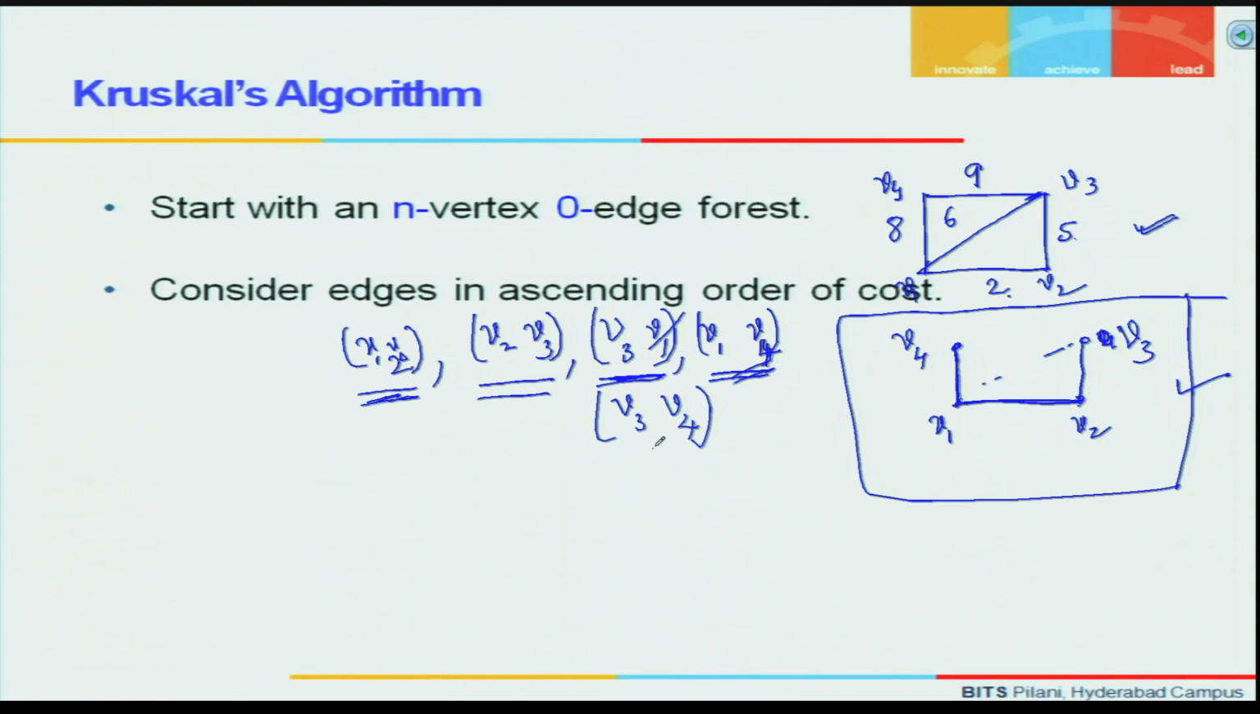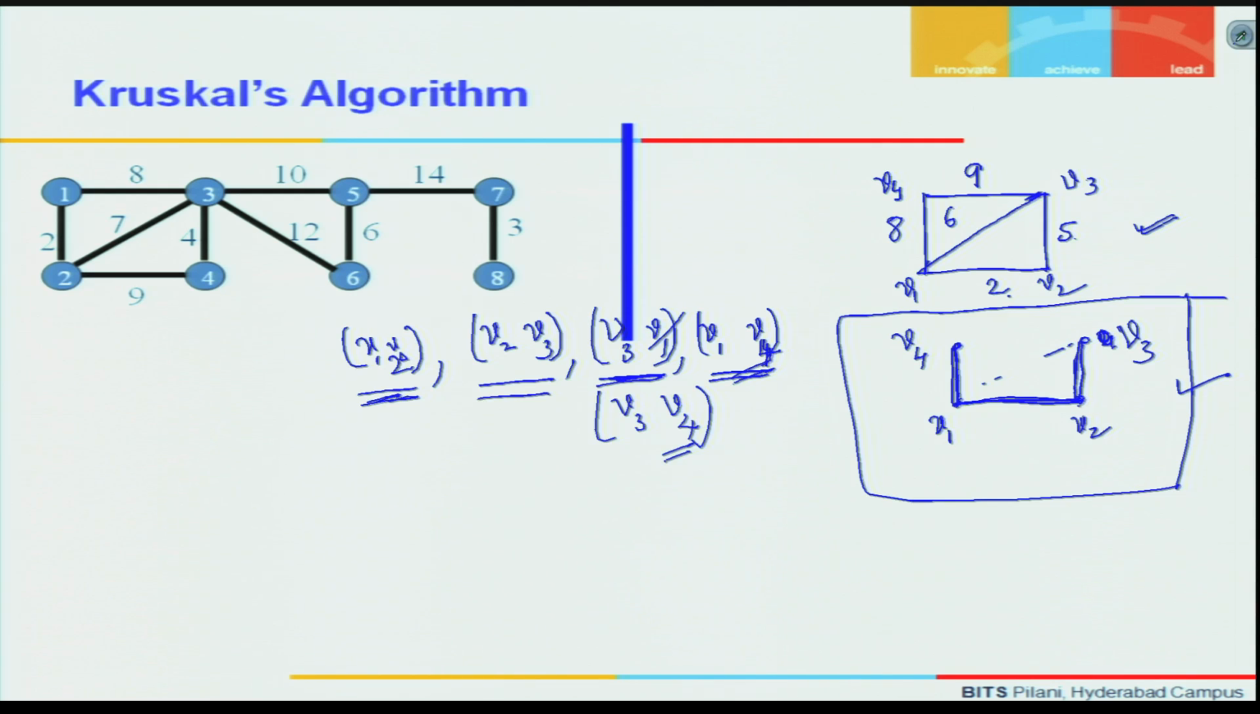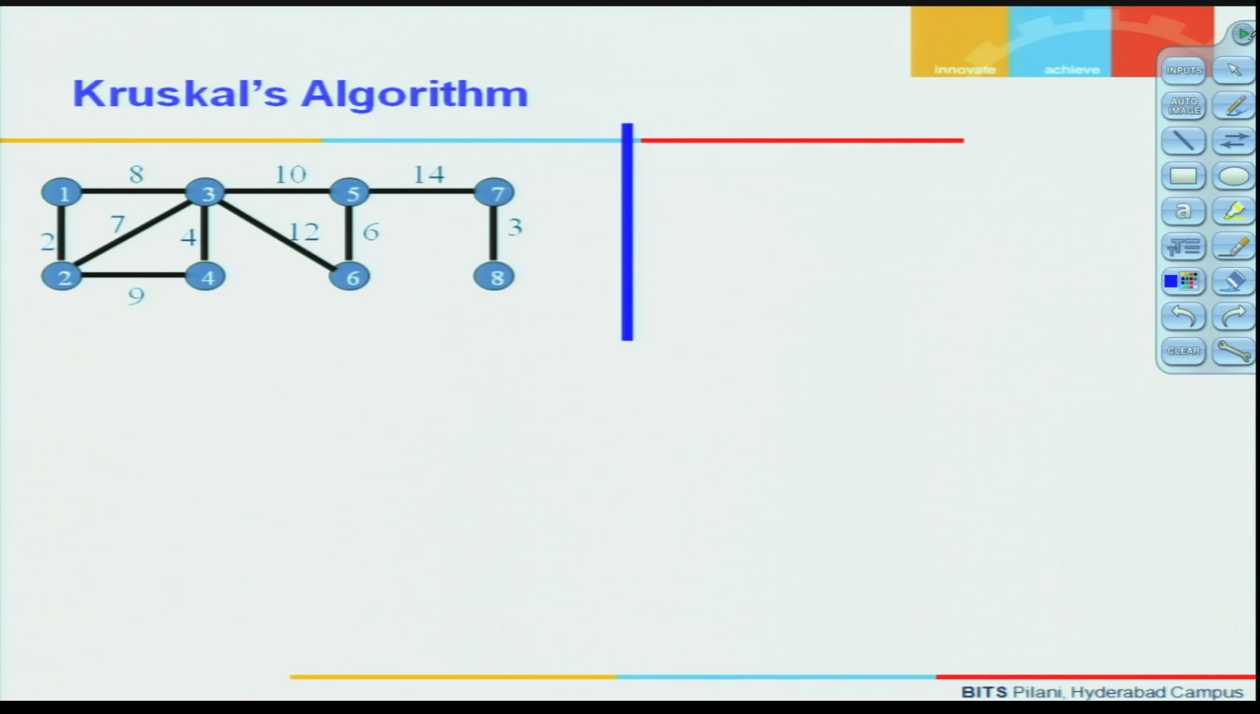And then V3 V4, I attempted to put, when I put V3 V4 it is forming a cycle, hence I don't put it. That is how I check all the edges, whether I have to put it in the forest or not. If it is not forming the cycle, I will put it, otherwise I don't put it. Hence the algorithm says that this is definitely a minimum spanning tree. Okay, we will see this animation and get a better understanding of this algorithm.